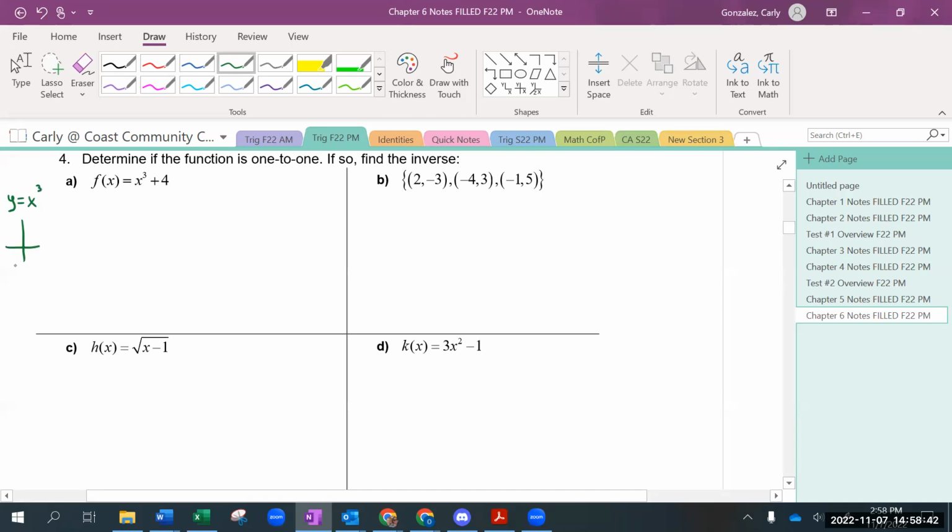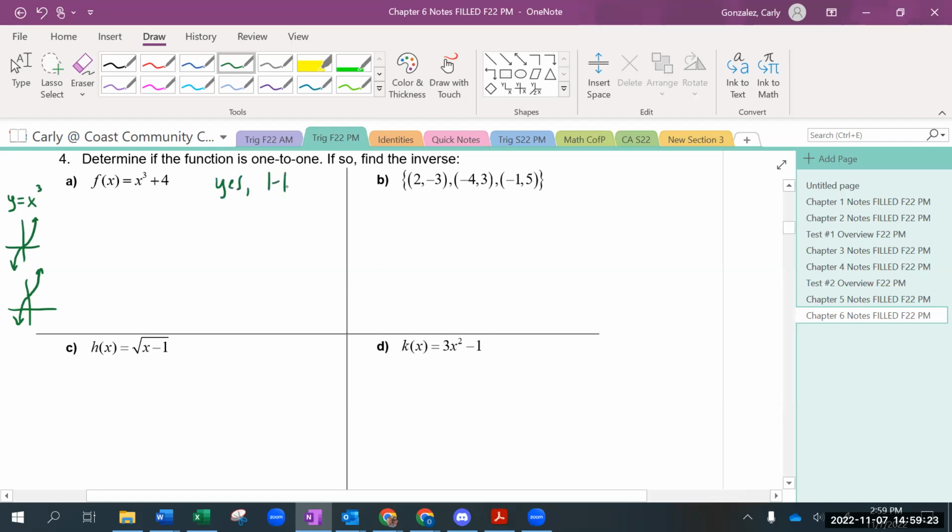A cubic function looks sort of like that. It goes through the origin and it increases over all of the real numbers. But we have this plus 4 here, which will shift our function up 4 units. Notice it doesn't really change the shape much, it just shifts up 4. So it will pass the vertical line test, showing it is a function, and it'll pass the horizontal line test to show it is one-to-one.